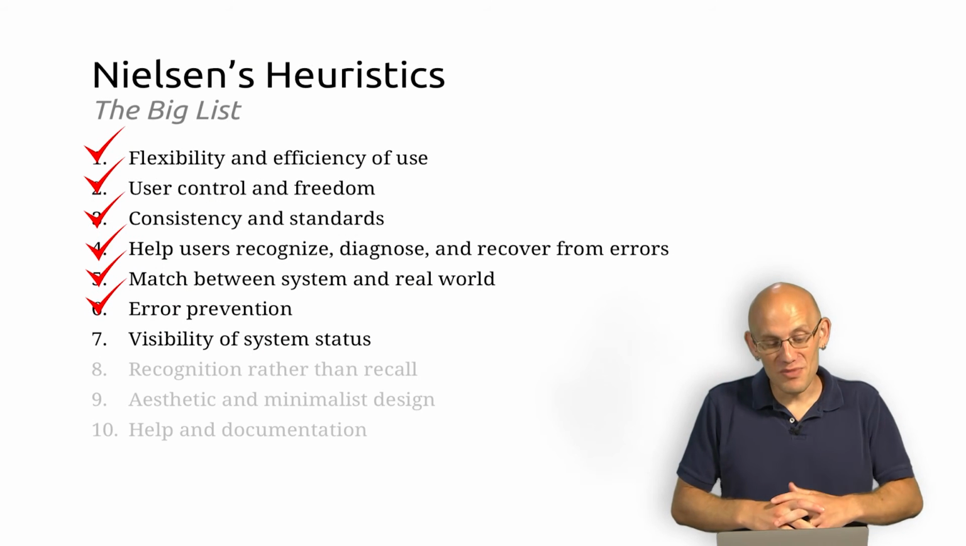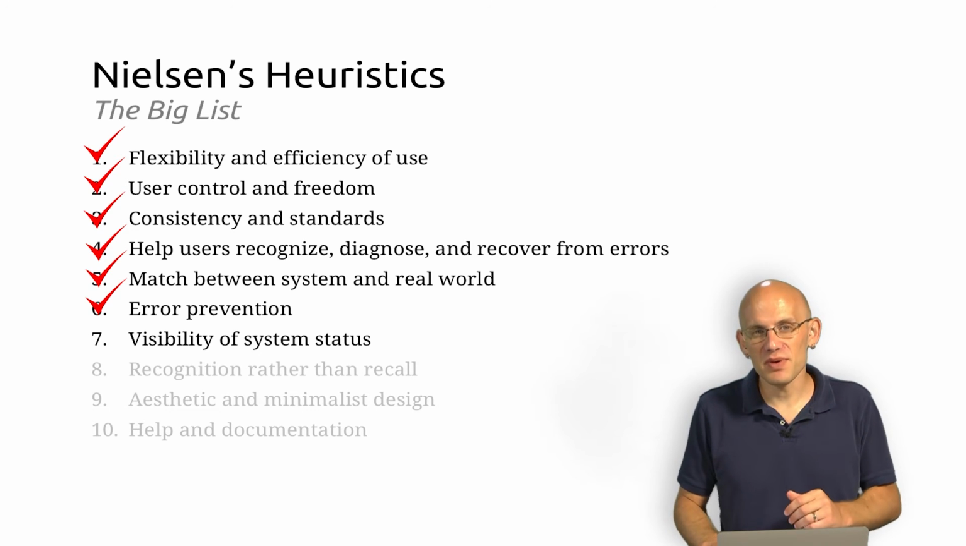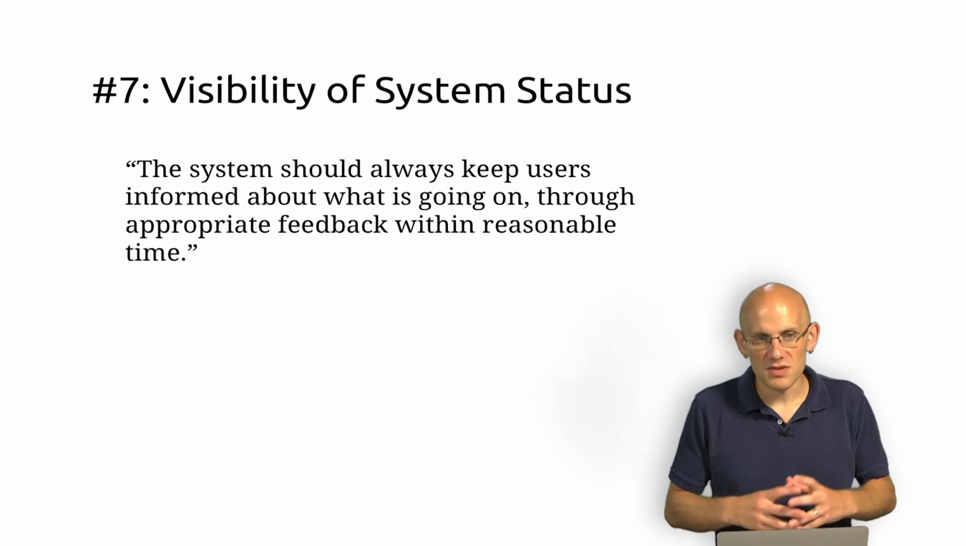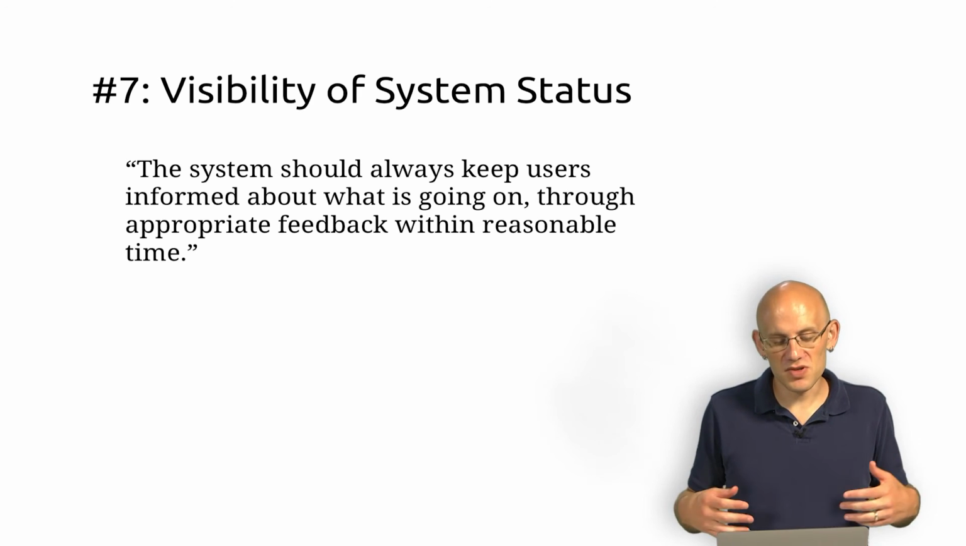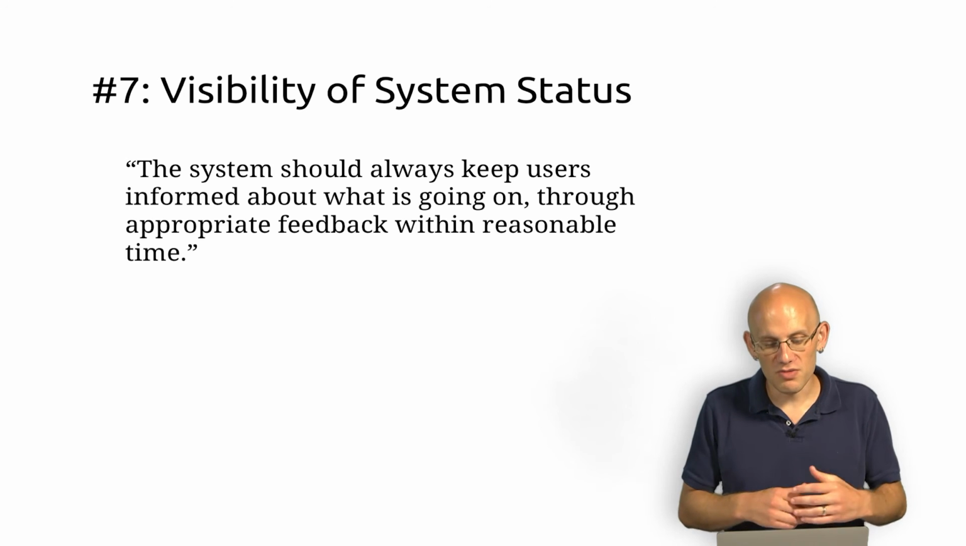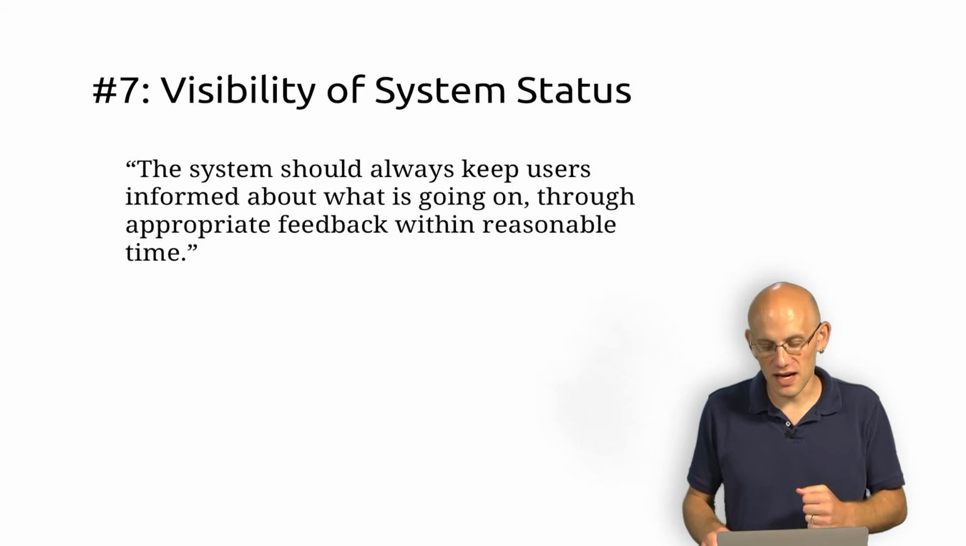Okay, so let's go and move on to our third and final heuristic of the video. This is visibility of system status. So Nielsen defines this heuristic as follows. The system should always keep users informed about what is going on through appropriate feedback within reasonable time.